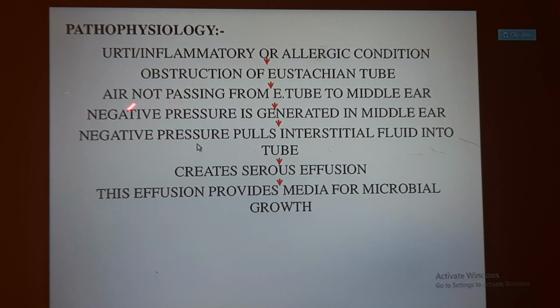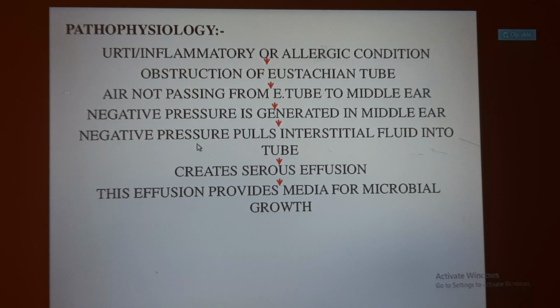Due to the obstruction, air will not pass from the Eustachian tube to the middle ear. The passage is being blocked, so air will not pass through it. When air does not pass due to obstruction, negative pressure generates. Negative pressure means opposite pressure will generate. This negative pressure pulls interstitial fluid into the tube.